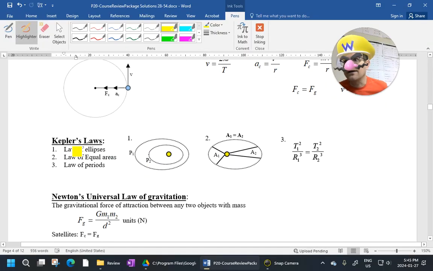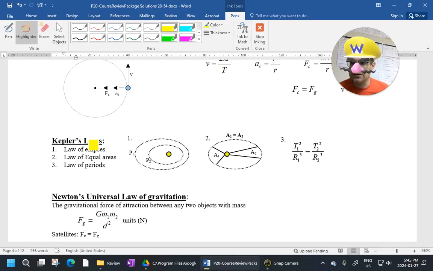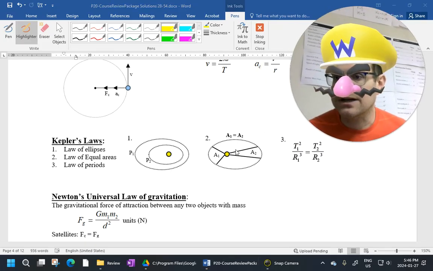I don't know why they call it the law of ellipses, but Kepler just says that the orbit of planets and celestial objects are elliptical and not perfectly circular. And they can be really circular, but they're elliptical. But we assume, for the majority of this course, we assume those to be circular because otherwise our math doesn't work out very well. Okay?